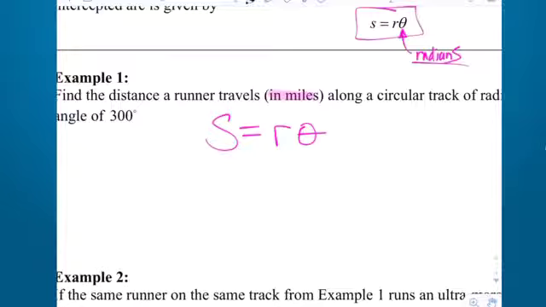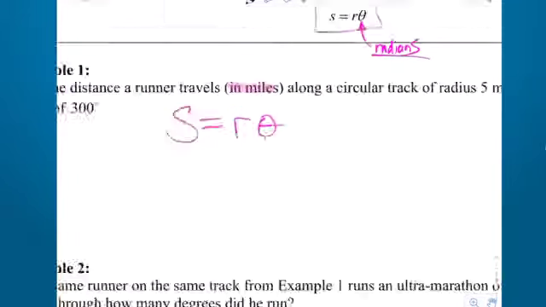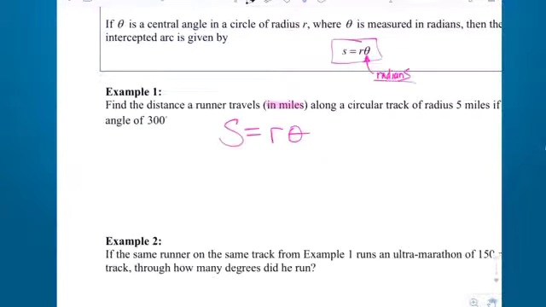Remember, pi over 180 is a better conversion factor because it's simplified. You did 2 pi over 360, but that's the right answer. Okay, most of y'all have the right answer. That's good. Let's go ahead and plug in. If we're trying to figure out how far he's running, which variable are we interested in finding, S, R, or theta? S. That would be the distance around the circumference, okay?